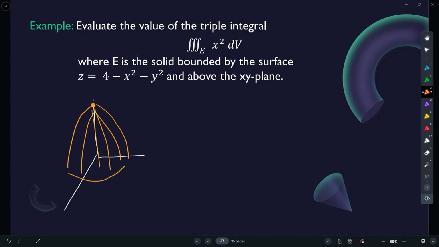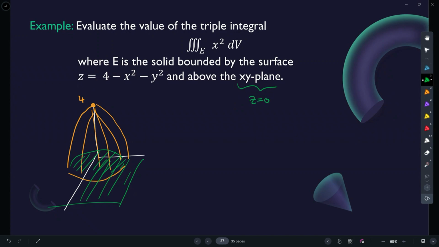Okay, and this height is 4. Now it has to be above the xy plane, so it has to be above here. So what is going to happen is that that's going to cut my paraboloid there, and what I'm trying to integrate is within that paraboloid and above the xy plane. So z is between z equals 0, which is what this means, and the other z value.